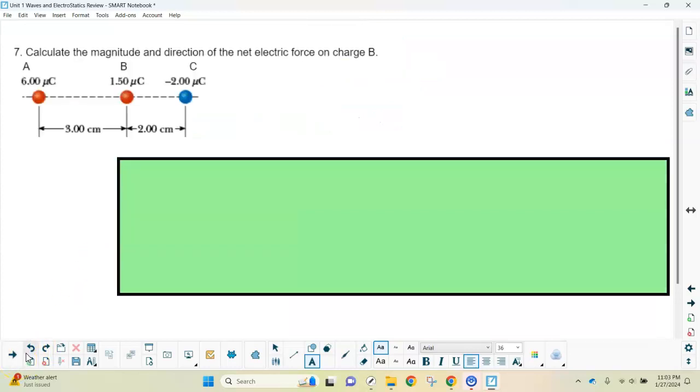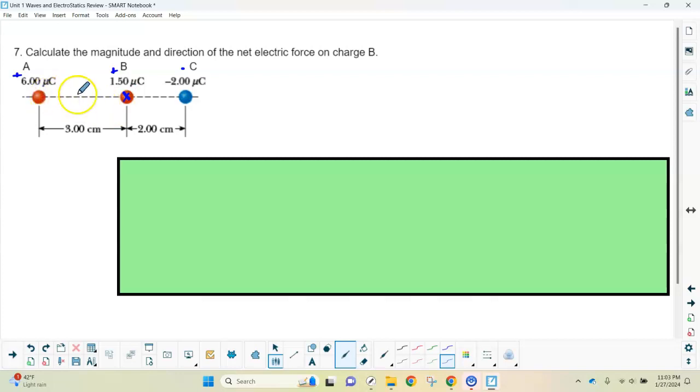All right, so we're getting into the electric force and electric field portion of this, and I again have the answers underneath these boxes, but just to talk through and conceptually understand what's going on. It says calculate the magnitude and direction of the net electric force on charge B. So this is the charge we care about, which is a positive charge. Charge A is also a positive charge, and charge C is a negative charge. So if we think about charge B, A is going to push or pull on B, and then C is also going to push or pull on B.